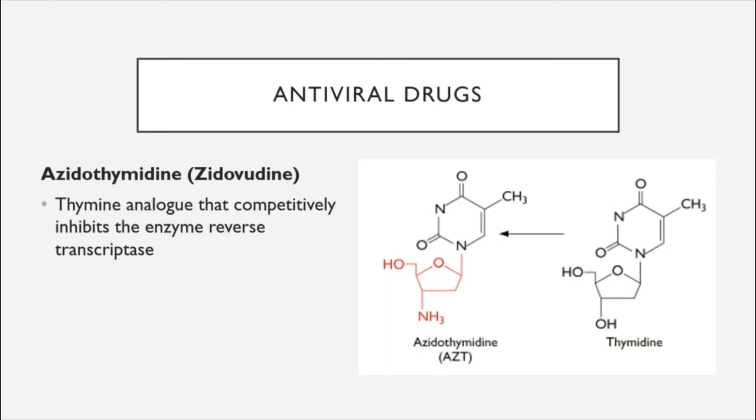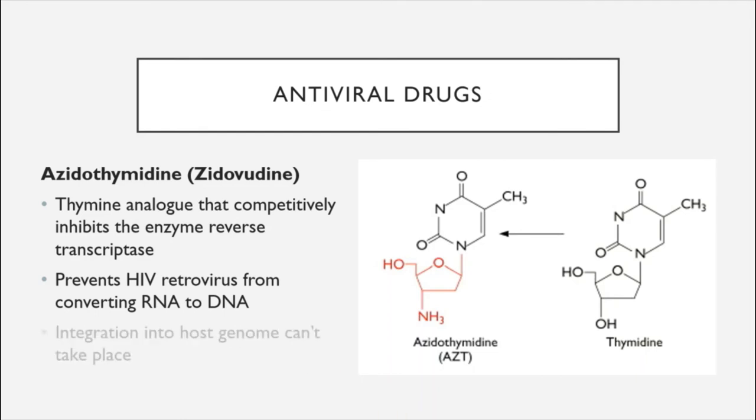It is so similar to the structure of thymine that it is able to enter the active site and competitively inhibit the enzyme reverse transcriptase, which, as we have learned, is the enzyme that converts the viral HIV RNA into DNA, which is a step that is necessary as a precursor to integrating it into the host cell's genome. And so by preventing RNA from being converted into DNA, therefore integration can't take place, and the extent of the HIV virus infection is lessened.